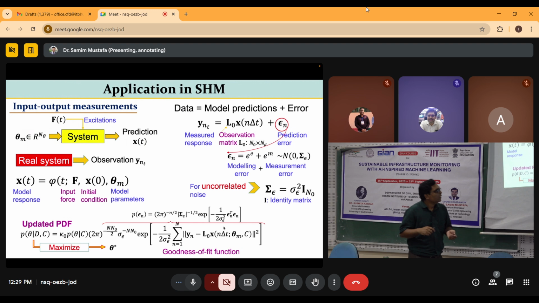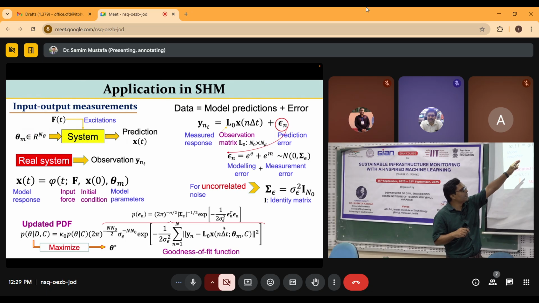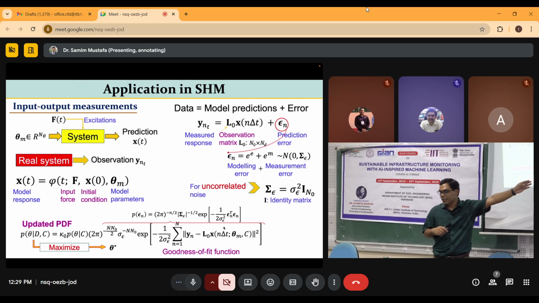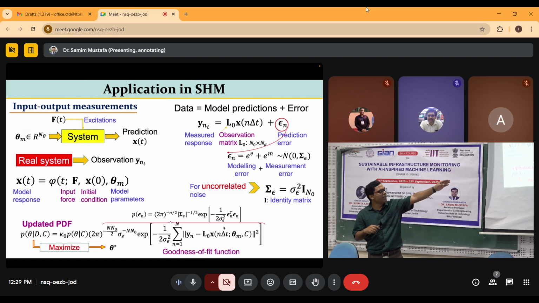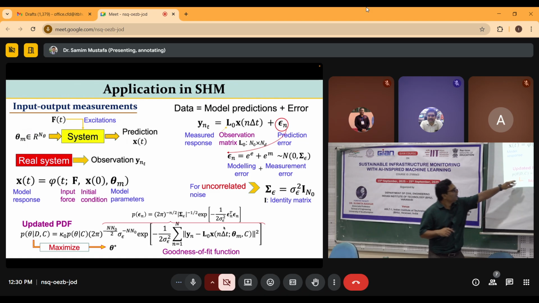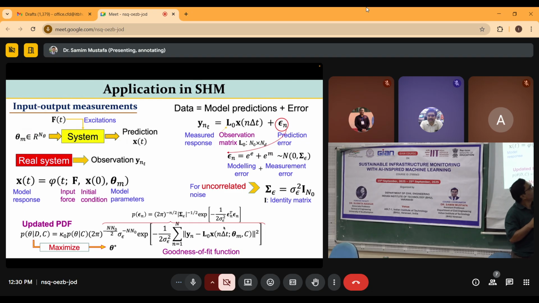So what we need to do is minimize this prediction error, right? So that your prediction from the model could be enhanced and could replicate your actual behavior. So how to do it? This can be done. This is coming from the difference between the measured, meaning observed, response and the model prediction.